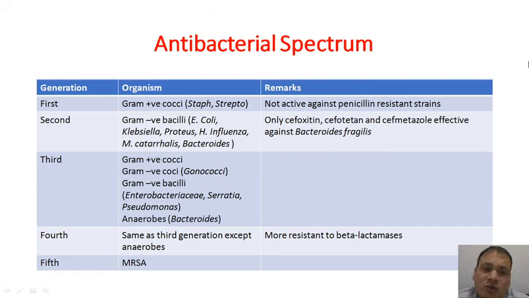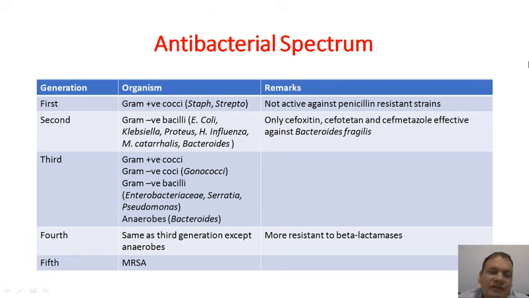gram-negative cocci like your gonococcus. And they are active against your gram-negative bacilli, that is your Enterobacteriaceae, Serratia and Pseudomonas. And they are active against your bacteroides and your anaerobes. So basically it has got an extended gram-negative activity. Okay. Fourth, we have said that their antibacterial spectrum is the same as your third generation, except that it doesn't have any activity against the anaerobes.